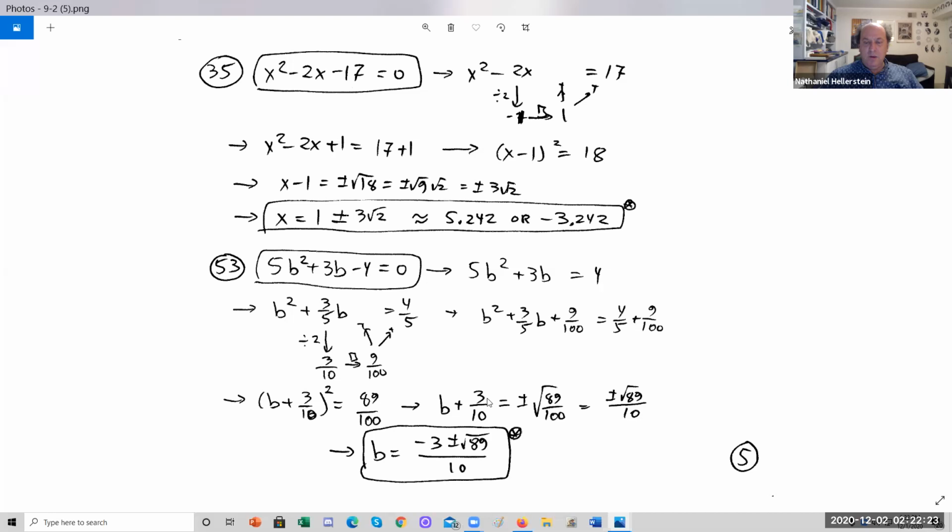And okay, so from here, we subtract 3/10 from both sides. Get b is -3/10 plus or minus root 89/10. And it's traditional to put it over the common denominator. So b is -3 plus or minus root 89, all that divided by 10.